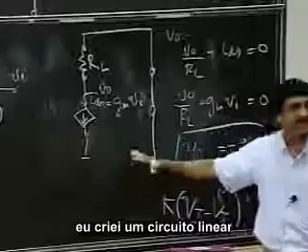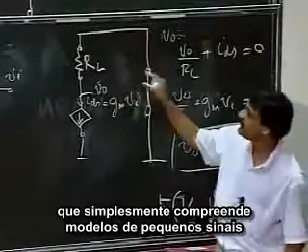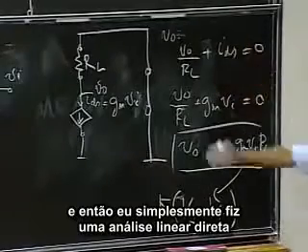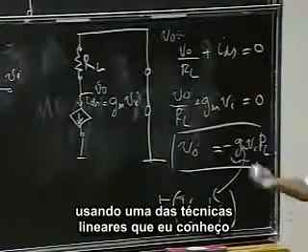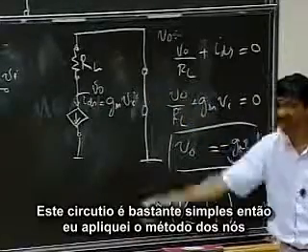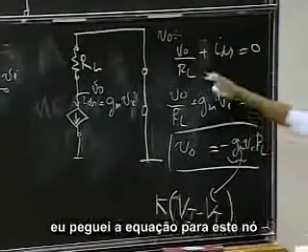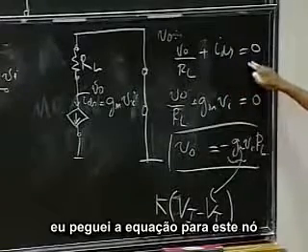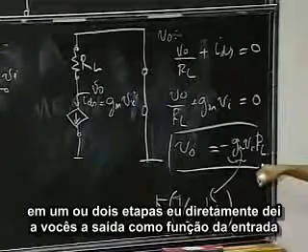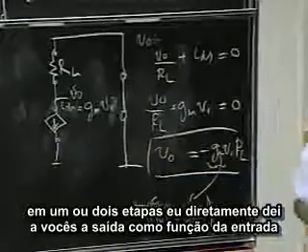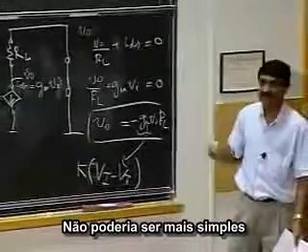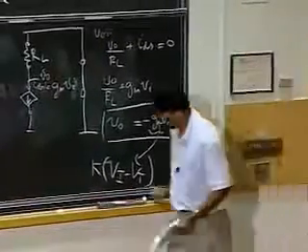So what have we here? I created a linear circuit which simply comprised small signal models for each of my big elements. Then I simply did a straightforward linear analysis using any one of the linear techniques I knew about. This is simple enough, so I applied the node method. I got the equation at this node, simplified it, and directly got the answer. So in one or two steps, I directly gave you the output as a function of the input. It can't get any simpler. Thank you.